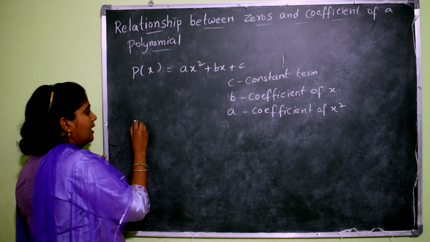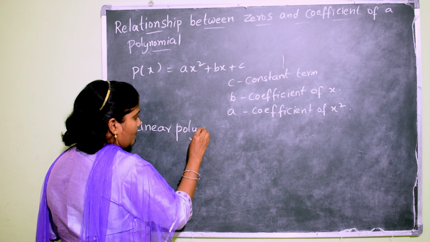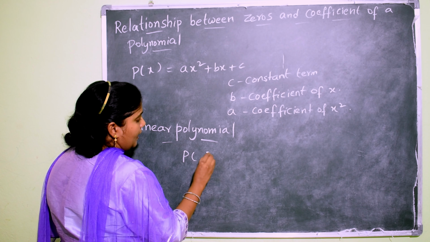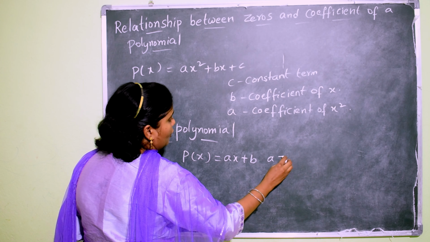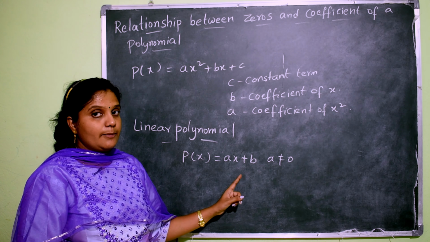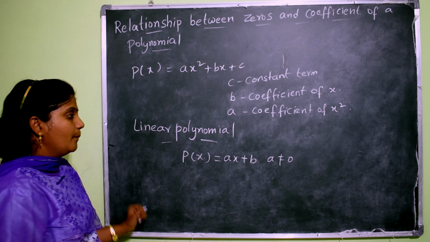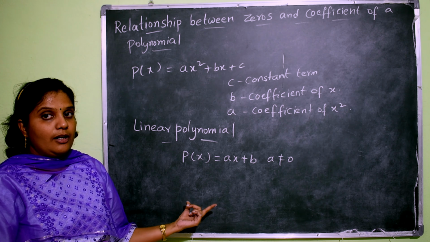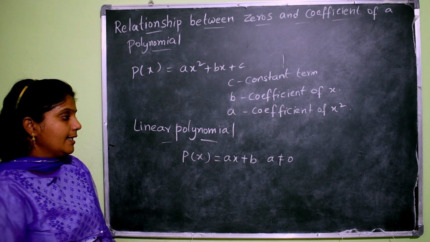So let us take a linear polynomial. What is the linear polynomial? It is of the form ax plus b, where a is not equal to 0. So here p of x is equal to ax plus b is the linear polynomial where a is not equal to 0. If a is 0, then it will become a constant term, so it will not become a linear polynomial. So a should not be equal to 0.